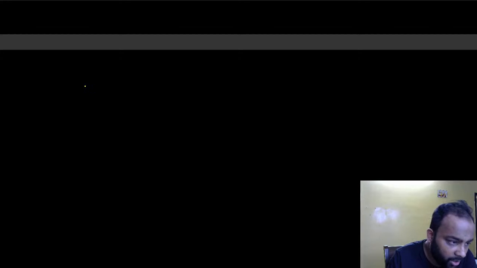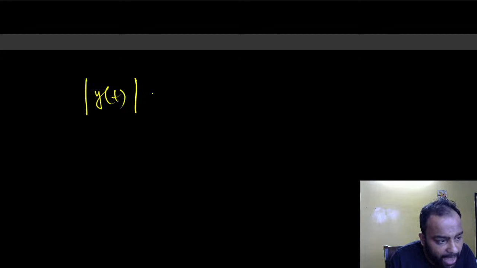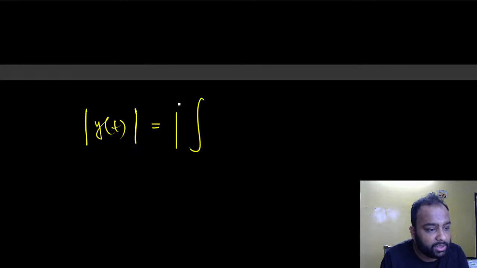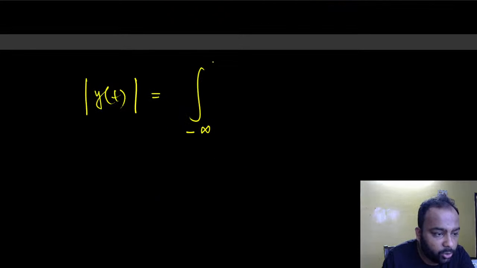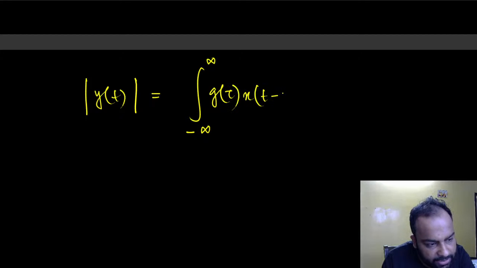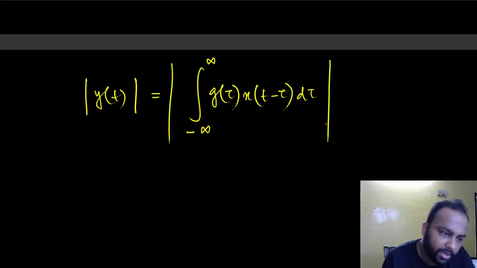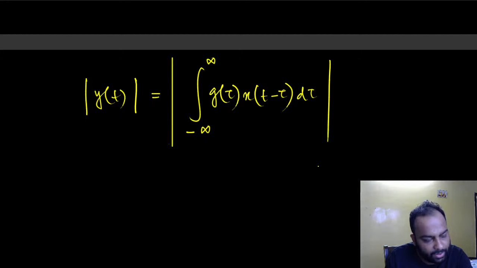Let's just figure out the amplitude of y(t). So the amplitude of y(t) is essentially going to be the amplitude of this signal, so a mod on this entire integral. So the mod of the integral from negative infinity to positive infinity of g(tau) x(t minus tau) d tau. It's a mod on this, right?